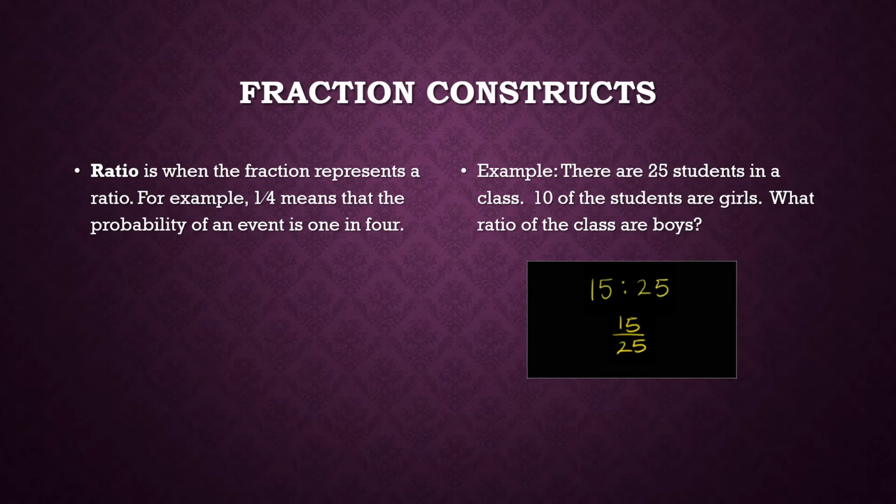The next construct is ratio. It's basically when a fraction does represent a ratio. You can look at the example I put for you. There are 25 students in a class, and 10 of the students are girls. What ratio of the class are boys? So that would be 15/25 is how we read that. Now if we said, what is the ratio of girls to boys, then that would be 10/15. So it depends on what you're asking for when you talk about the ratio, but still a fraction represents a ratio.